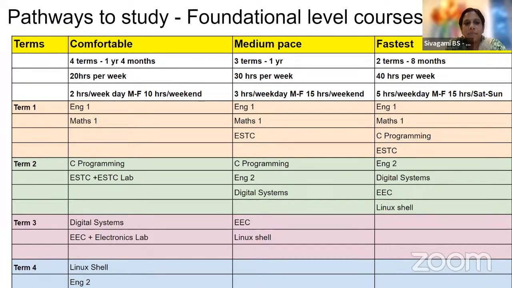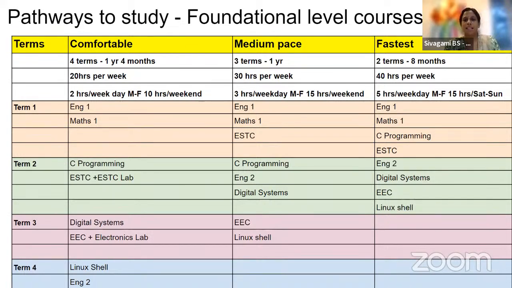So if you split it up as English and Maths 1 in term 1 and then the next 2 in term 2, it means that in a time period of 1 year and 4 months, you can comfortably finish the foundation level. Similarly, in a medium pace, if you opt to take 3 subjects in a term, you will be able to finish it within a time span of 1 year itself.